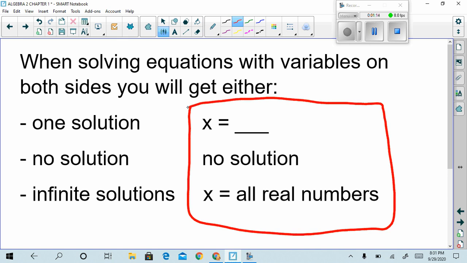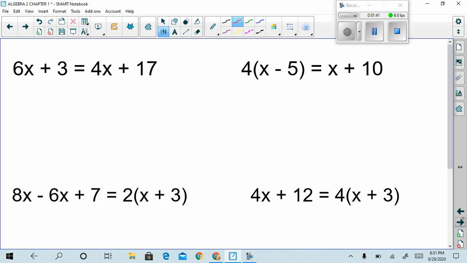So again, one where it's just a number is easy, you'll just write the value. But if you get a simplified version that says that 4 does not equal 10, you must write no solution. And if you get an identity where it says 7 equals 7, you'll write x is equal to all real numbers. We'll do one of each type just as a review today.